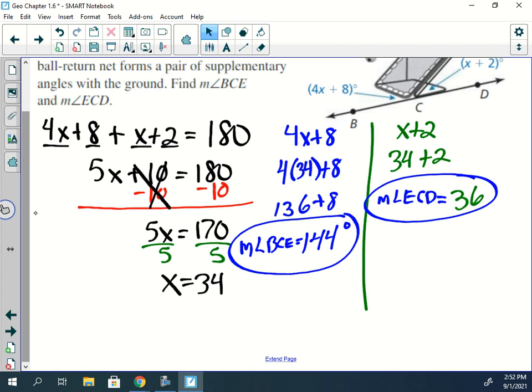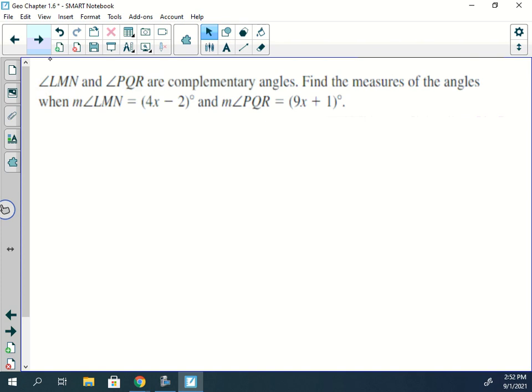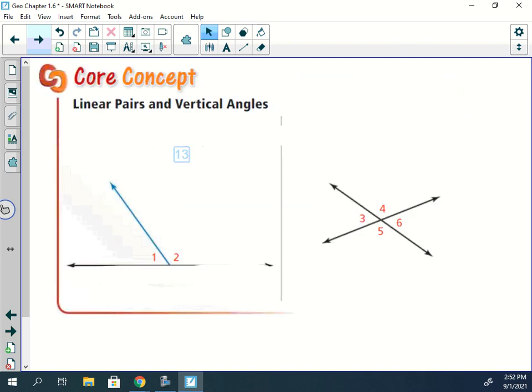Any questions on this here? Do we need to see another example of this with complementary angles? Okay. We good? Awesome. And the last main thing we're going to talk about is linear pairs and vertical angles.